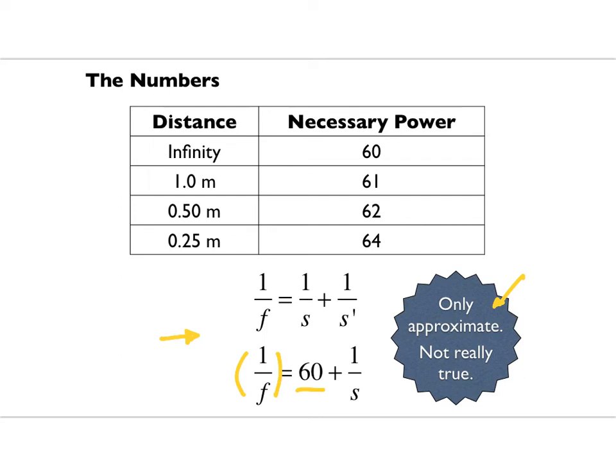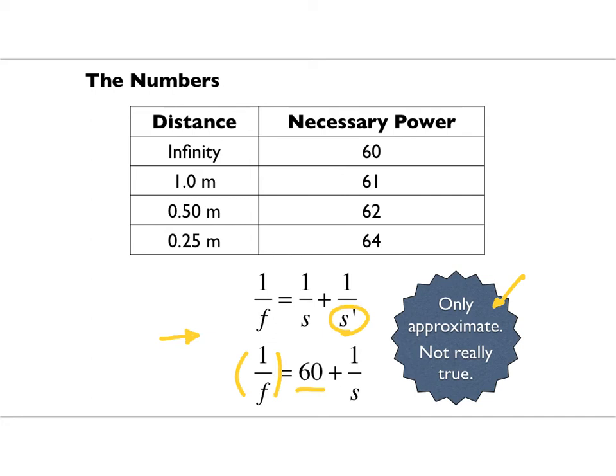1 over s prime, it's going to vary. It could be approximately 60, but it could be slightly different than that. It turns out for the calculations that we'll do with vision, it doesn't matter. This is an approximation, but it is completely justified. We can just say 1 over s prime is 60, and that's fine. So we will do that going forward.